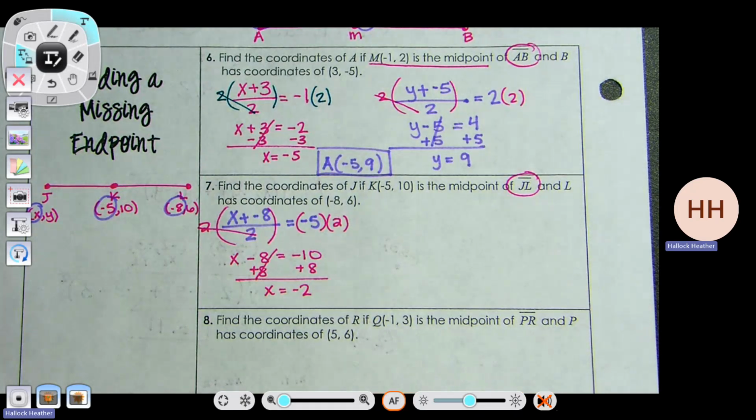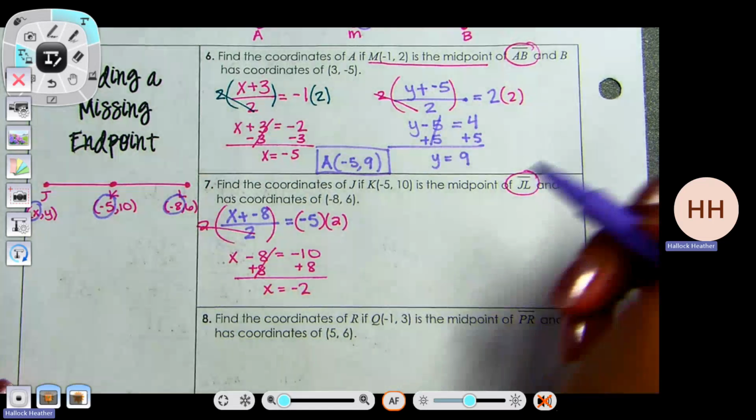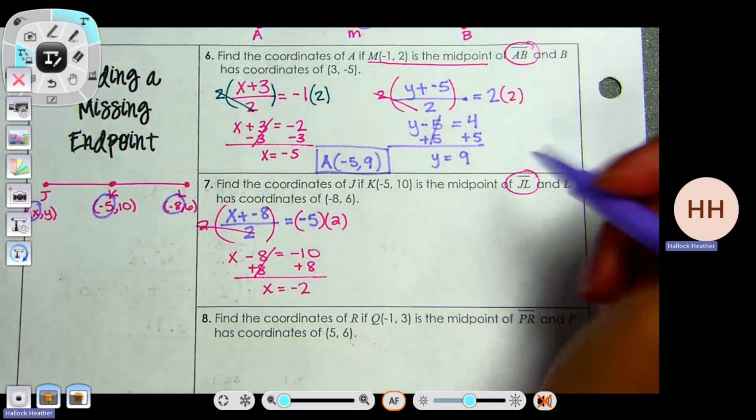Hi. What's up? Huh? We're doing midpoint. Fun stuff.